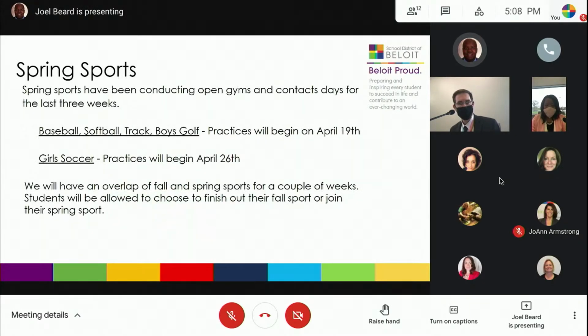So moving into spring sports, we'll be getting started next week with baseball, softball, track, and boys golf. And then girls soccer will begin April 26th. They have been doing some open gyms and contact days for the last 3 weeks, and they're definitely ready to go. We have an overlap that'll happen here with fall and spring sports, with football going and boys soccer still going for a couple of weeks. So we'll have to work those things out, but I think we have a great plan for that.